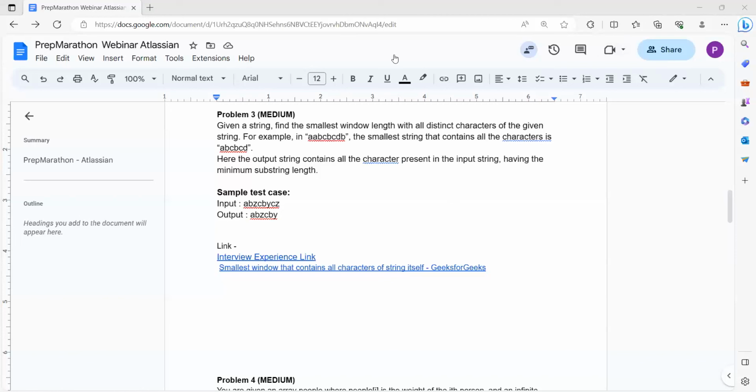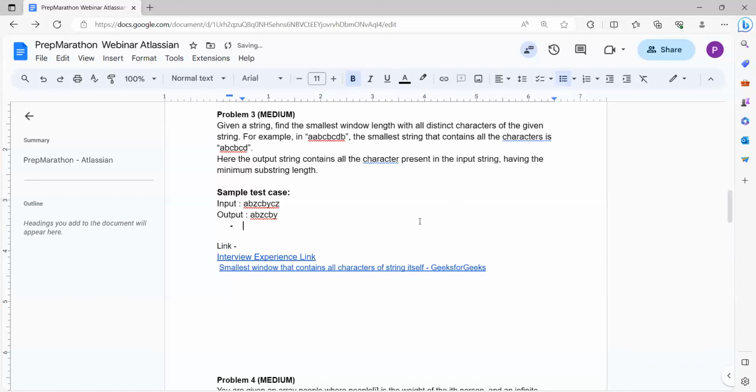So Meghna said first find distinct characters into a hash map or anything, then find all possible permutations of those distinct values. Check if any of those permutations is present in the given string or not. So this will not work. Meghna, your approach is wrong.